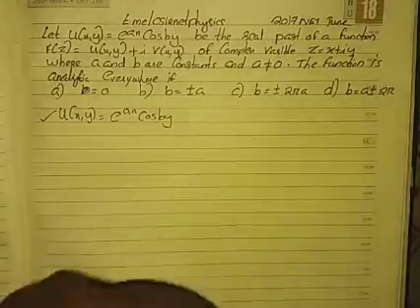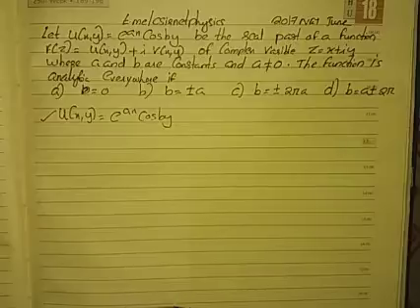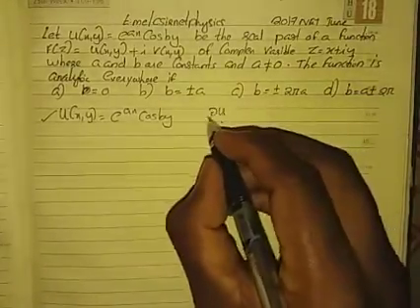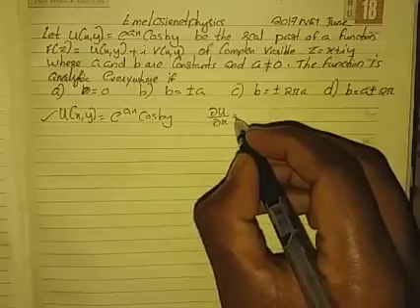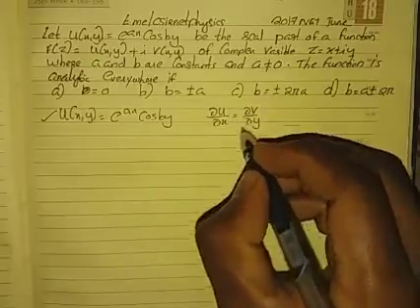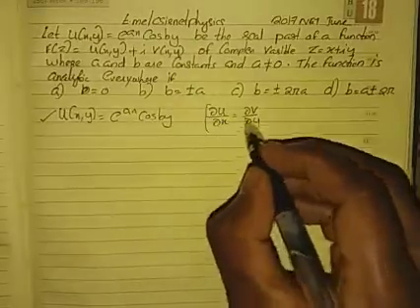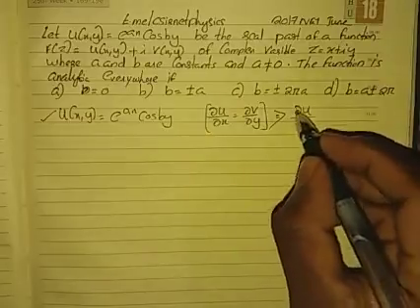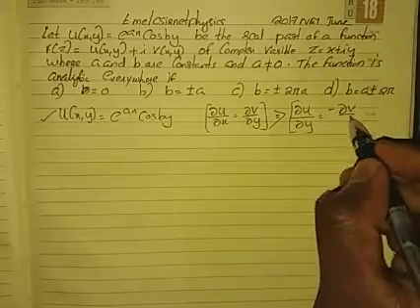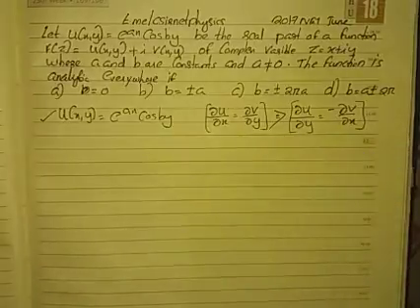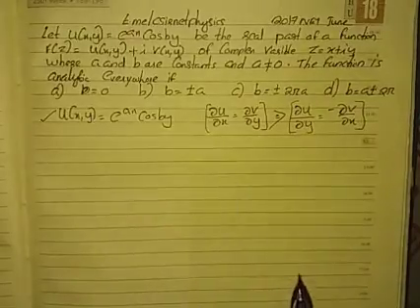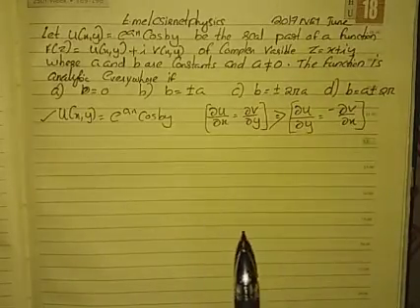Using the real part only, we can determine what the imaginary part is. We can use Cauchy-Riemann conditions, which are dou u by dou x, the partial derivative of u with respect to x, must be equal to dou v by dou y, where u and v are the real and imaginary parts of the complex function, and similarly dou u by dou y will be equal to minus dou v by dou x. We can use these two conditions to find the relation between a and b.